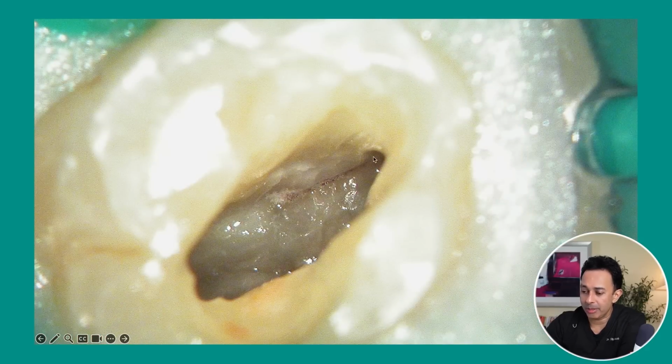So here, that's the MB1. This is the palate, and see between the MB1 and the palatal, you can see this red line here, and this is seen in vital cases. And you can use that as a clue to look for the MB2.